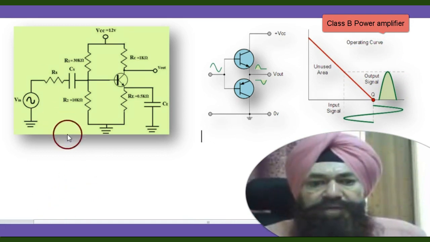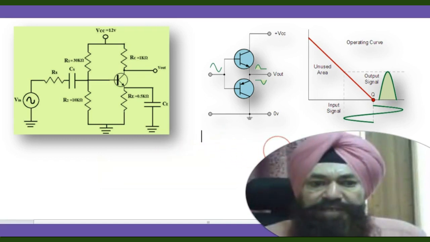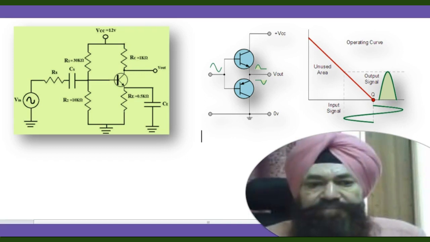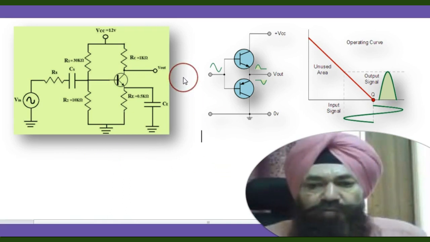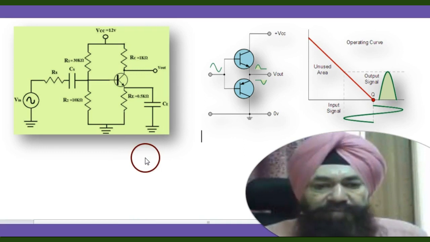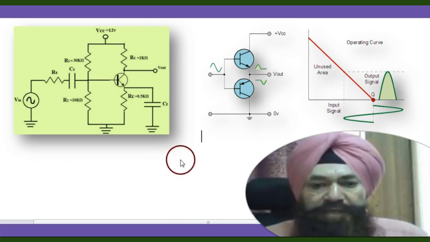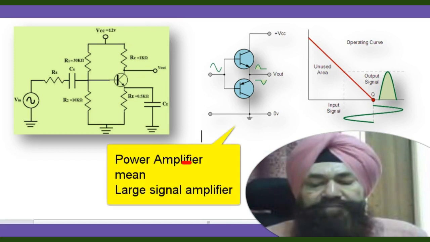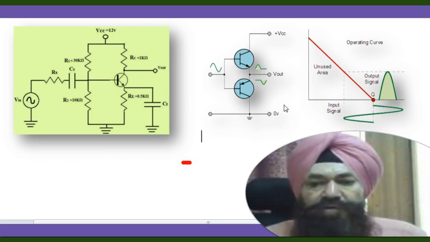Then we come to the large signal amplifiers. Large signal amplifiers are those that handle large input AC signals, which may be a few volts. If the input signal is a few volts, that amplifier is a large signal amplifier. If it is millivolt or microvolt, that is a small signal amplifier. The power amplifier falls in this class, meaning the input signal is a few volts.